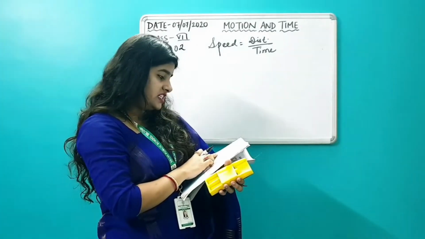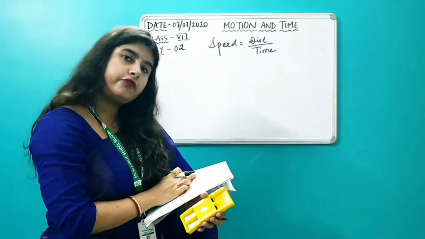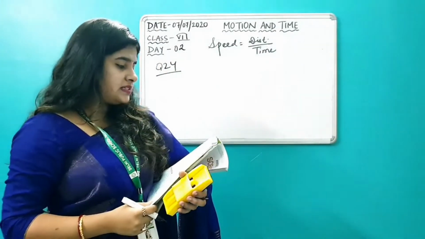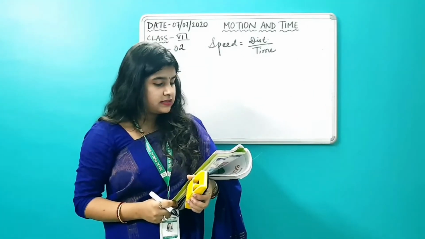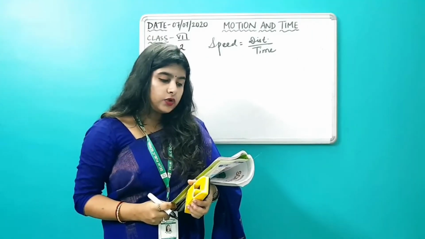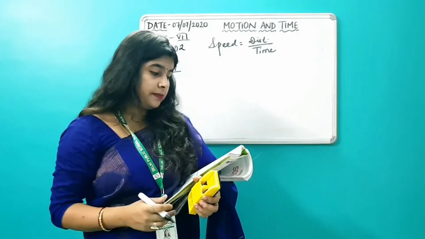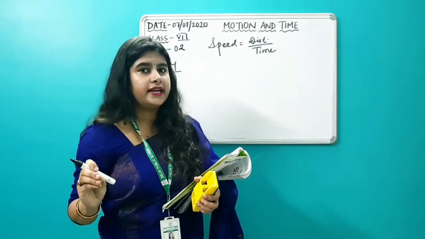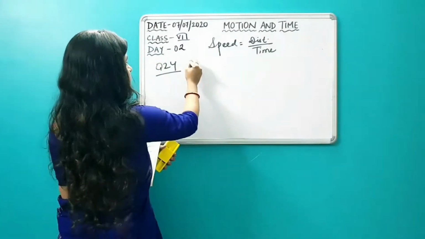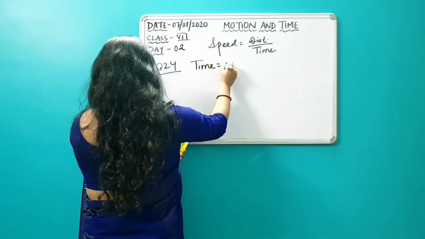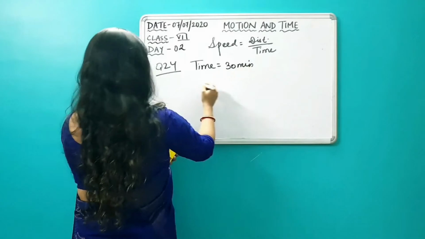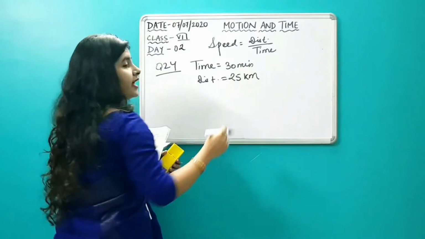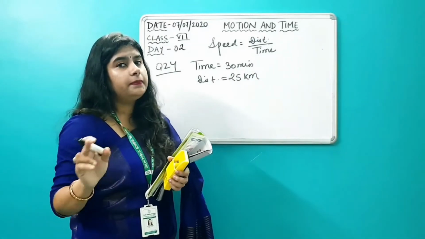Question number 24 from your book itself. A bus takes 30 minutes to travel a distance of 25 kilometers. Calculate the speed of the bus in kilometer per hour. So here comes the question of converting one unit to another unit. What do you have? The time taken by the bus is 30 minutes. The distance travelled is 25 kilometer. You have to calculate the speed, but in kilometer per hour.